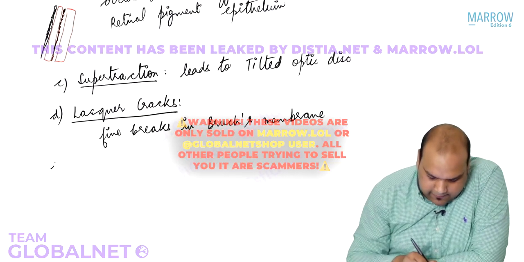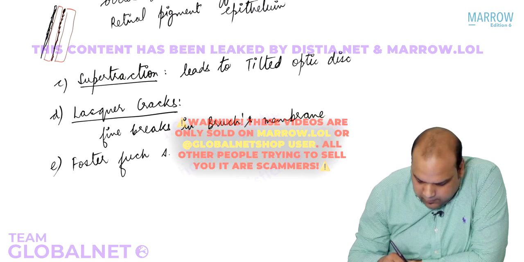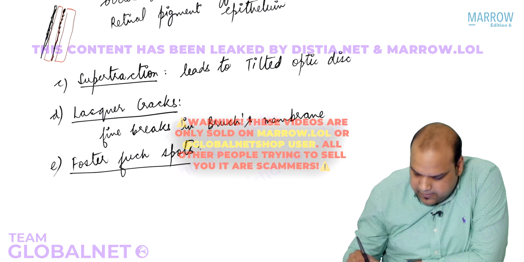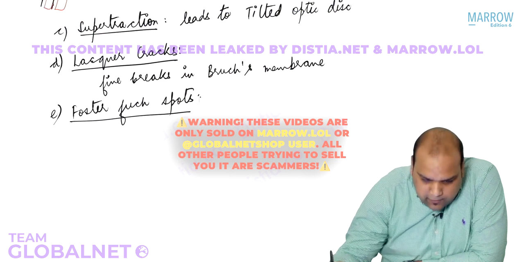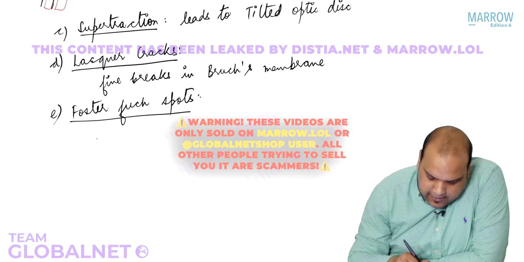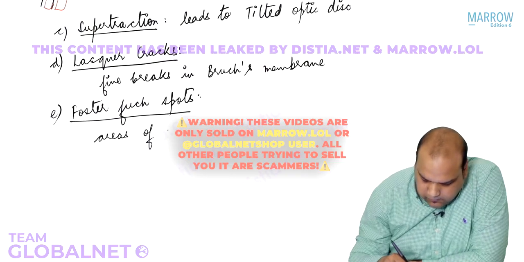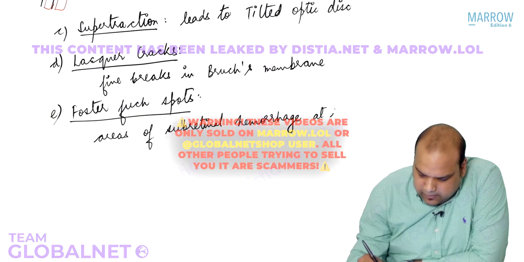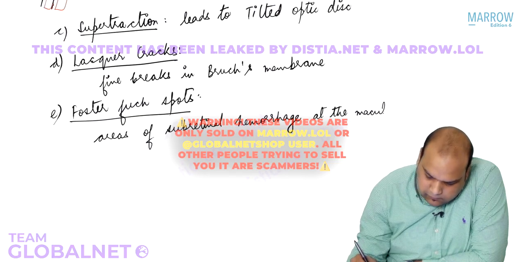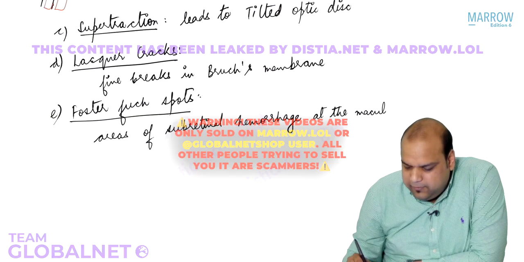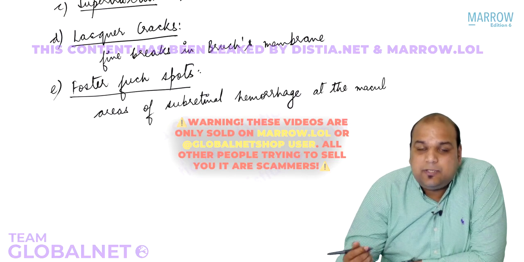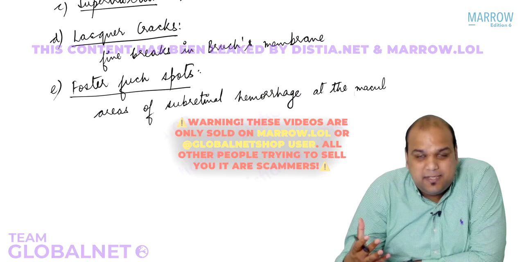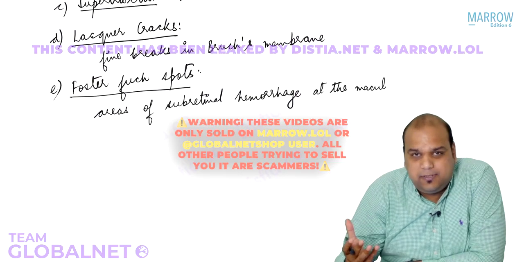Now, another sign, everybody, is called Foster-Fuchs spots. What are Foster-Fuchs spots, everybody? They are areas of subretinal hemorrhage at the macula. So at the macula, below the retina, there will be hemorrhage. They will be visible as dark red spots, which are called Foster-Fuchs spots. I hope it is very clear.